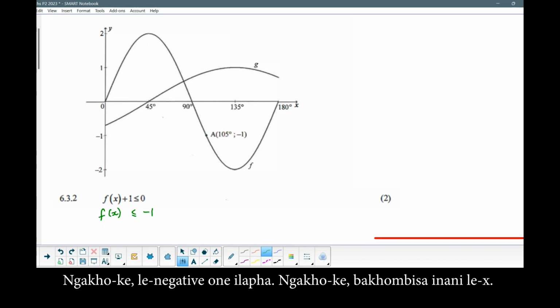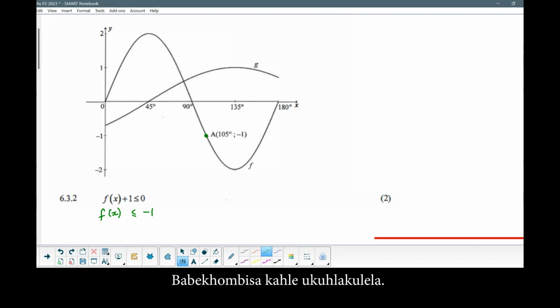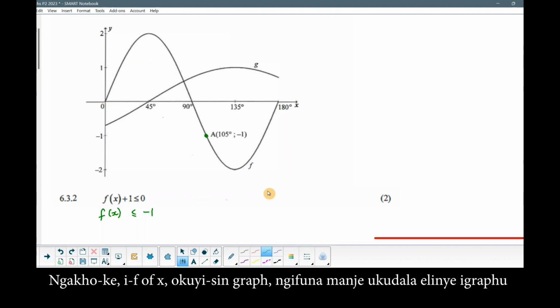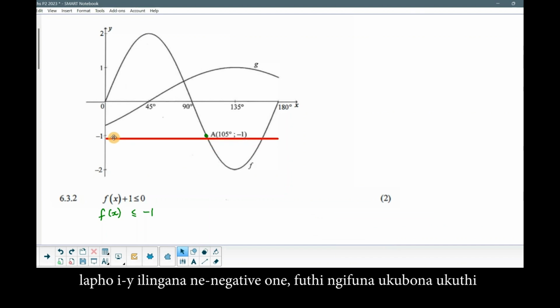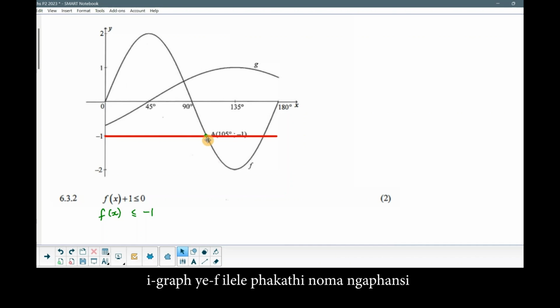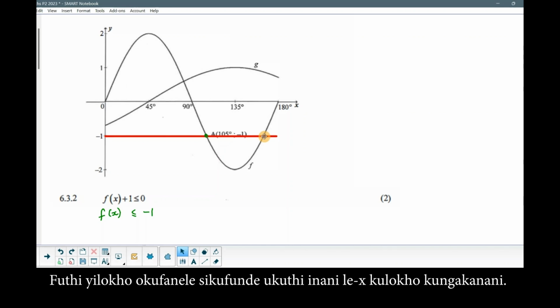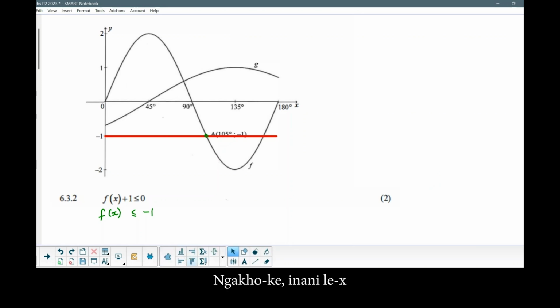They gave us an x value. They were kind enough to give us a hint here. So f of x being your sine graph, I want to now create another graph where y is equal to negative 1. And I want you to see that the graph of f lies on or below the red graph, the negative 1 graph, between x equals 105 and this other number sitting there. And that's what we need to figure out. What is the x value at that point?